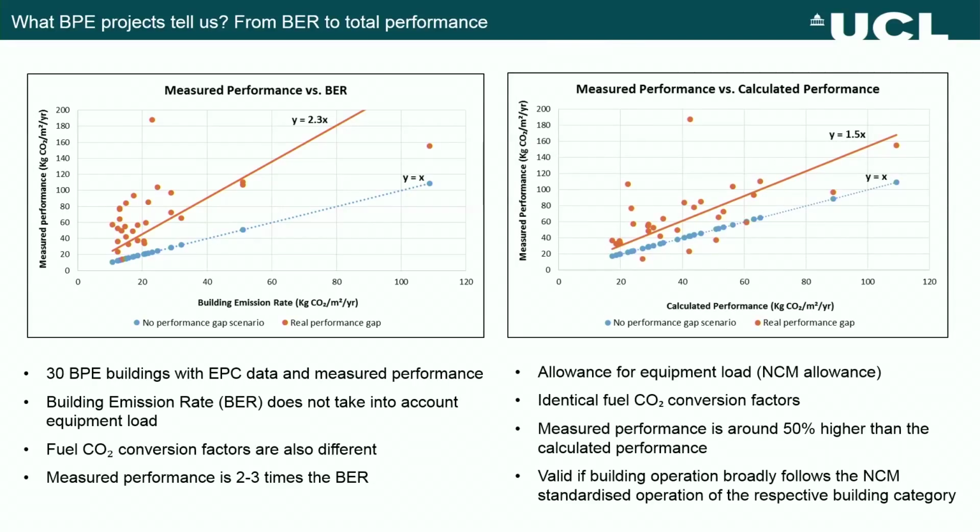Now, what happens if you take into account the allowance for equipment load embedded into calculation to work out heating and cooling loads, use identical fuel CO2 conversion factors, something which was not allowed for, apparently, in the reports that came out of the program? Then you see that measured performance is around 50% higher than the calculated performance. And also, I have to mention that I weather corrected the heating component of energy as well, based on the measurement period for TM22 analysis included in the report. And now you can get a more realistic view of the extent of the performance gap.